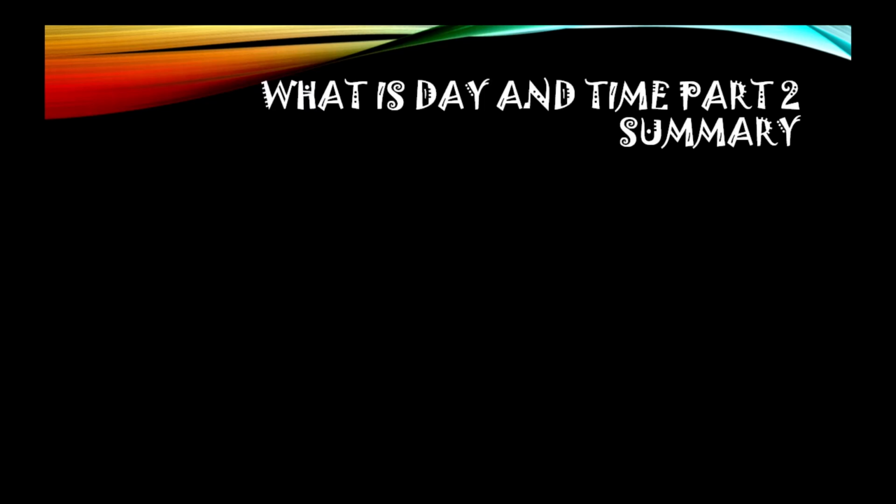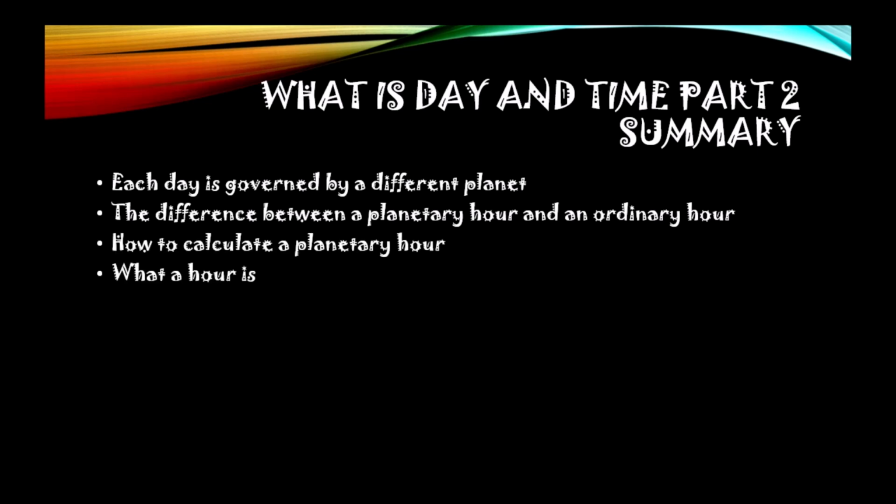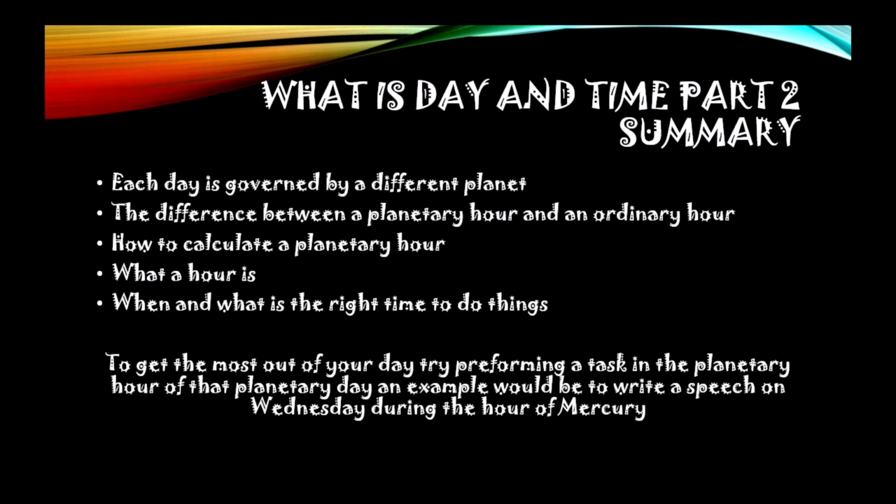So what is the day and time part 2 summary? Each day is governed by a different planet. We now know the difference between a planetary hour and an ordinary hour. We now know how to calculate a planetary hour. We now know what an hour is and when is the right time to do things. So to get the most out of your day, try performing a task in the planetary hour of the planetary day. An example would be to write a speech on Wednesday during the hour of Mercury.